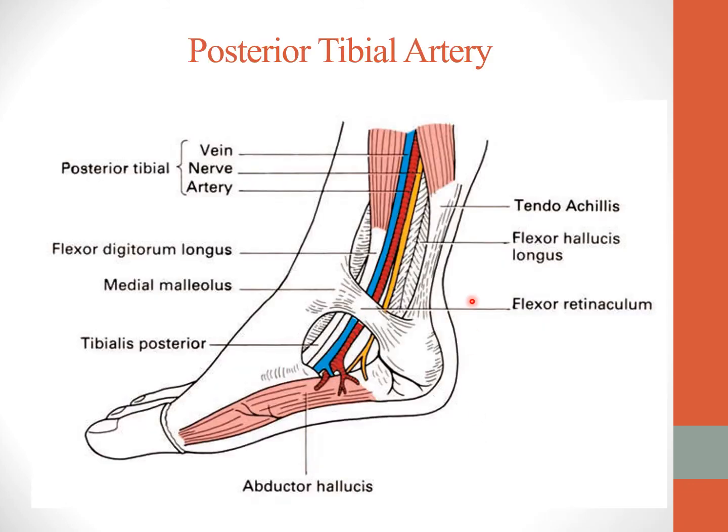And here we can see the relation. So this is our posterior tibial artery, which is running downward, passes behind the flexor retinaculum, and is also posterior to the medial malleolus and runs downward. So between the medial malleolus and the heel, here we can perceive the posterior tibial artery, and as it reaches the sole of the foot, it divides into lateral plantar and medial plantar.